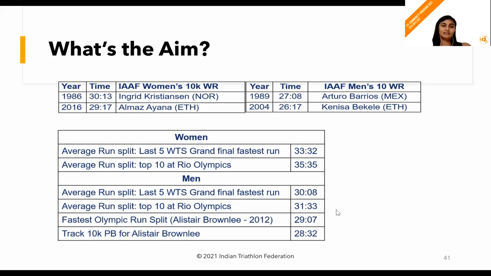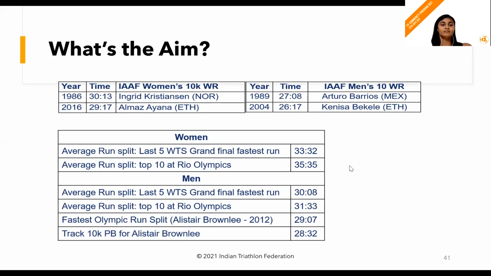There are approximately 15 guys on the circuit who can run off the bike under 30 on a nice cool flat course. Most of them, 15 guys can run under 30 on a cool flat course. So yeah, and the women is a bit of a larger gap.